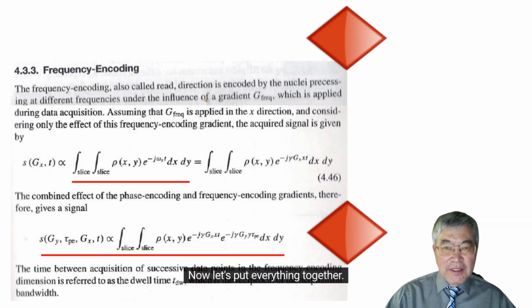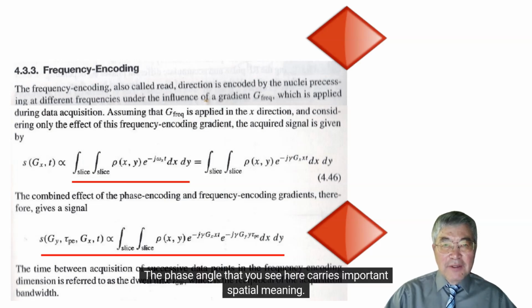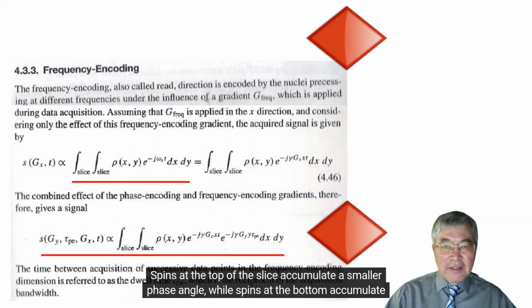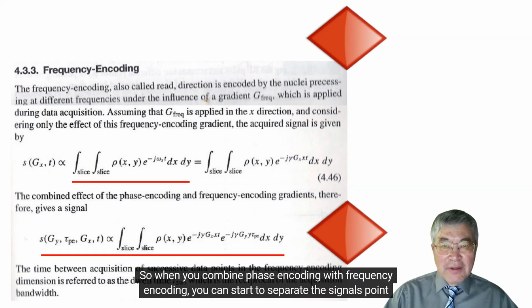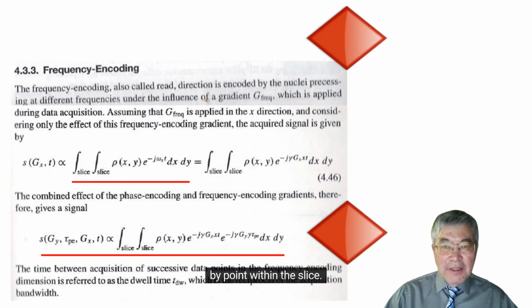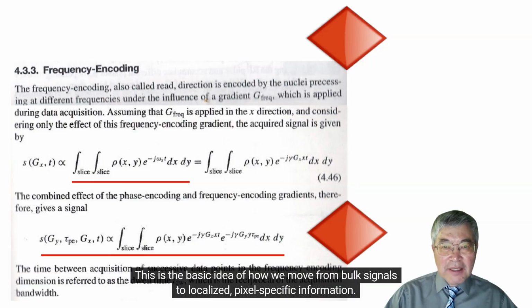Now let's put everything together. The phase angle that you see here carries important spatial meaning. Spins at the top of the slice accumulate a smaller phase angle, while spins at the bottom accumulate a larger phase angle. So when you combine phase encoding with frequency encoding, you can start to separate the signals point by point within the slice. This is the basic idea of how we move from bulk signals to localized pixel-specific information.